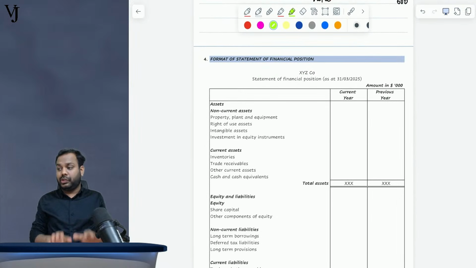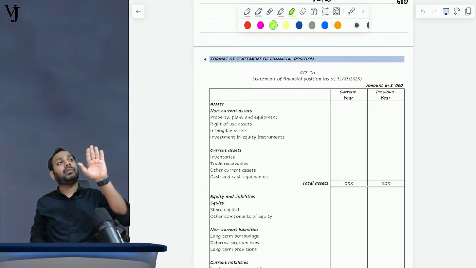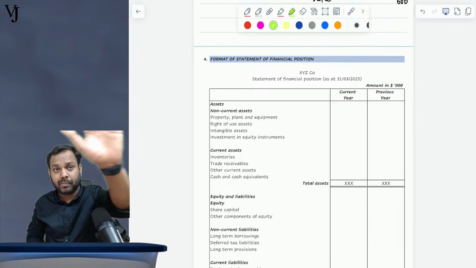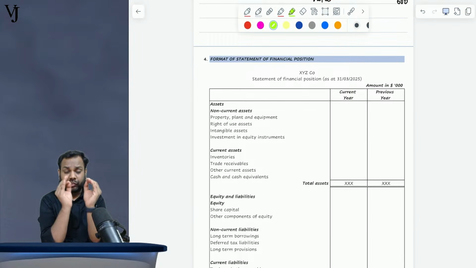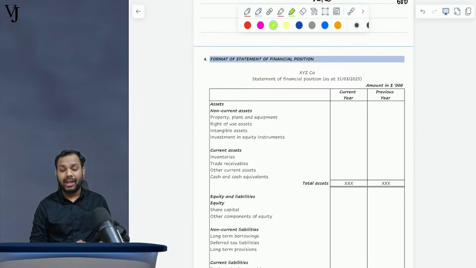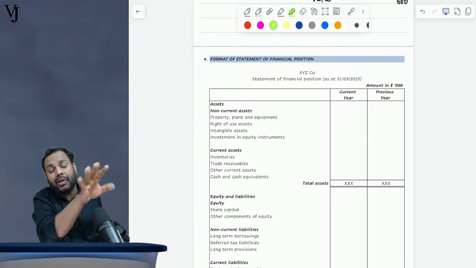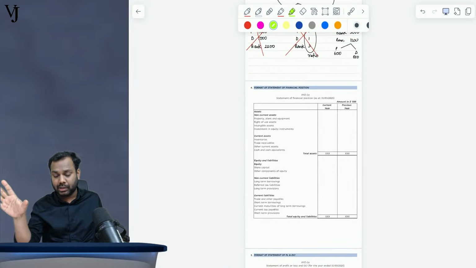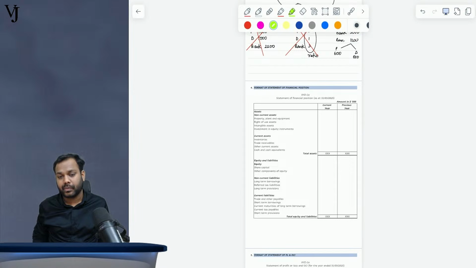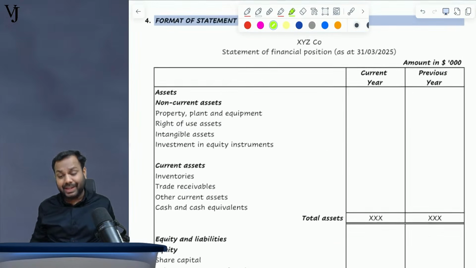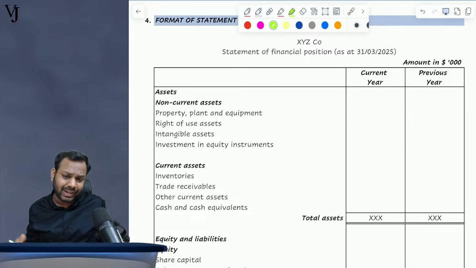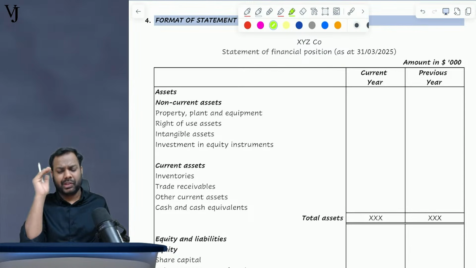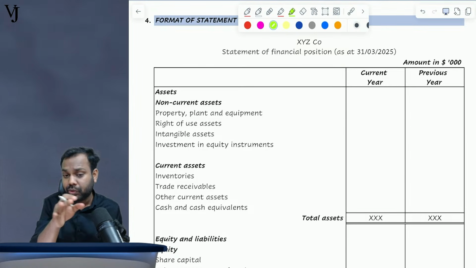Let's suppose you sit here and study. Please paste the format of SOFP and the format of P&L in front of the place where you study. I want you to have a look at it daily. This format should be fixed in your brain like anything. When we are studying in the class, we will regularly visit this format, and it will automatically get fixed. But still, as an effort from your side, also do the same.